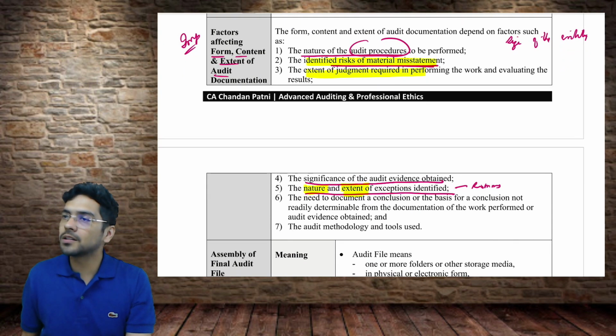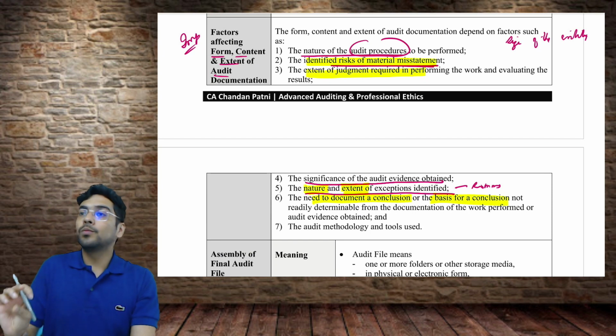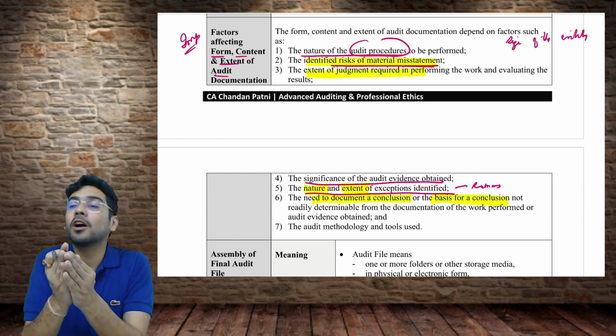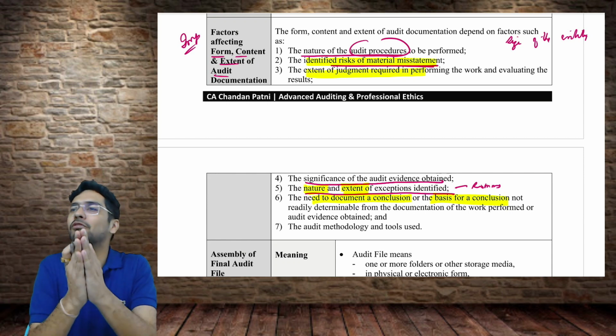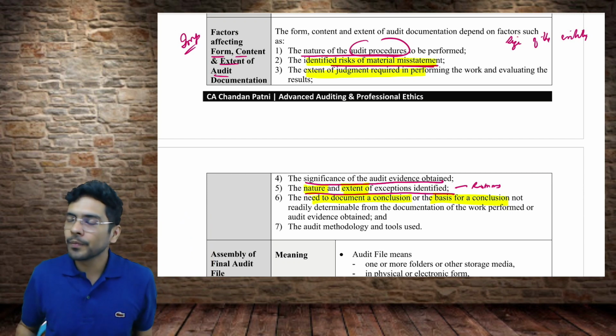Are you all okay with this? Okay. Then the need to document a conclusion or the basis for conclusion. Again, the basis for your conclusion is also something which you are going to take a note of. So if the explanation part of your conclusion is lot, it is going to again impact the size and content of your working papers.